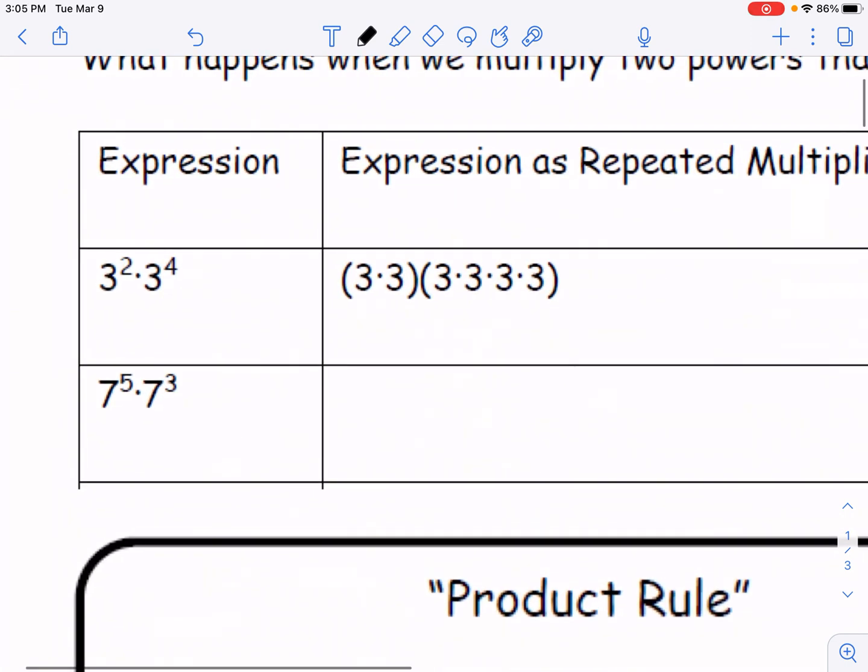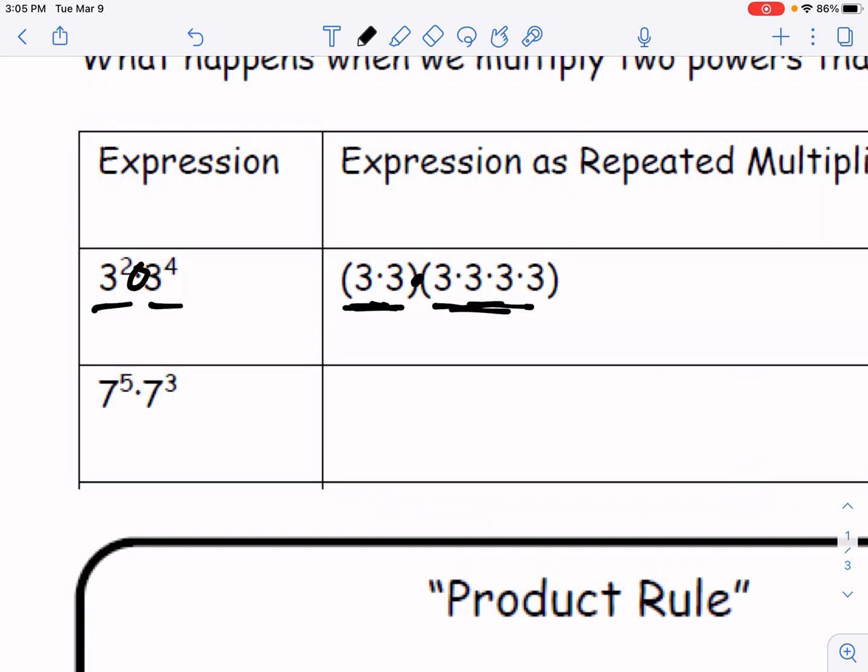For instance, these two here, they're both powers. 3 raised to the second exponent, or 3 squared, and then we have 3 raised to the fourth power, but they have the same base of 3. Now, if we break that apart in terms of what they mean, the first one is saying 3 times 3, and the second one is saying 3 times 3 times 3 times 3, or 4 of those factors of 3 being multiplied.